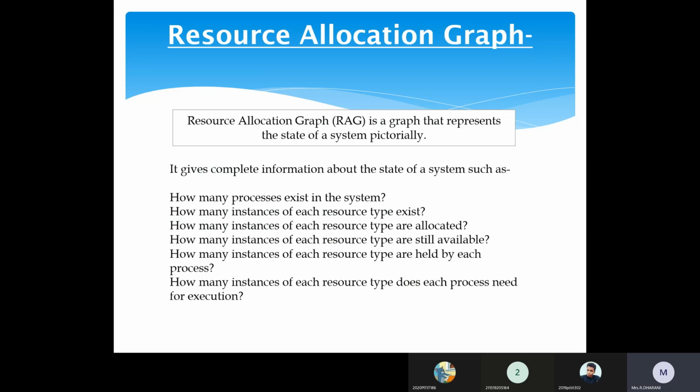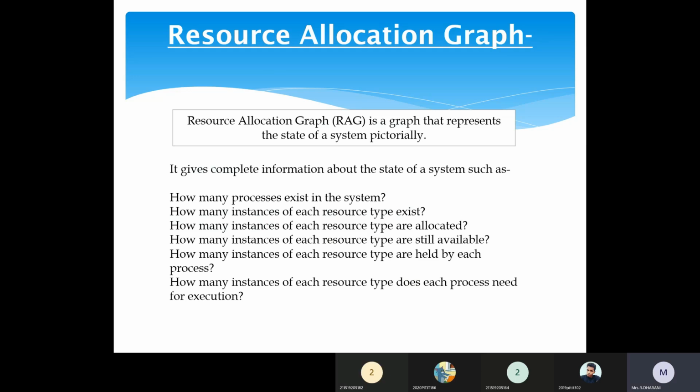Hello students, hope in the previous two classes we saw what the deadlock strategies are and what the ways are that deadlock can be handled in the operating system. With the continuity of deadlock concepts, now we are going to see the resource allocation graph.